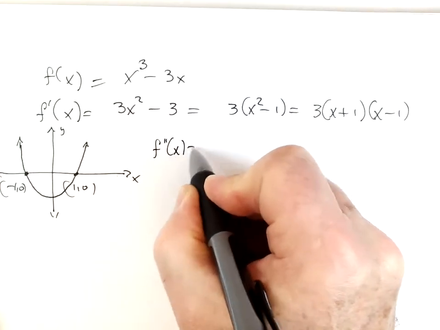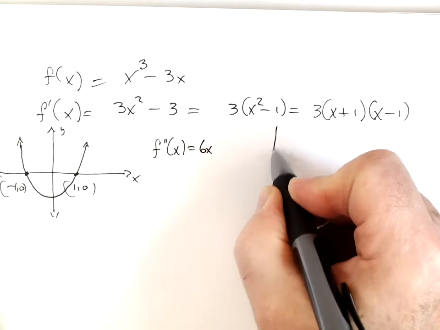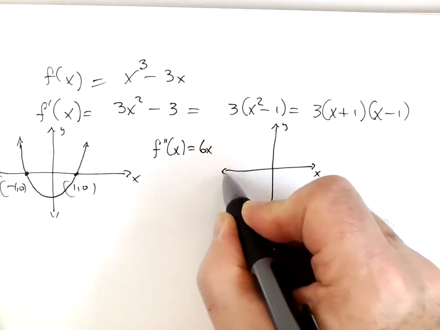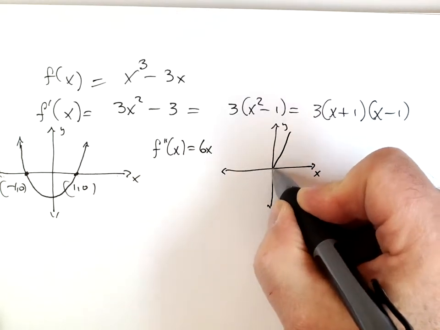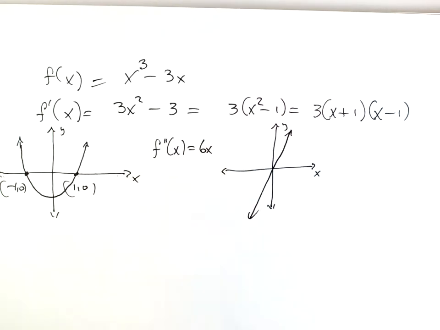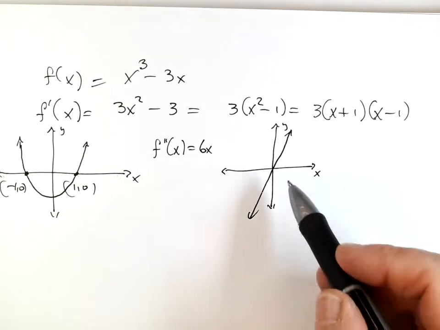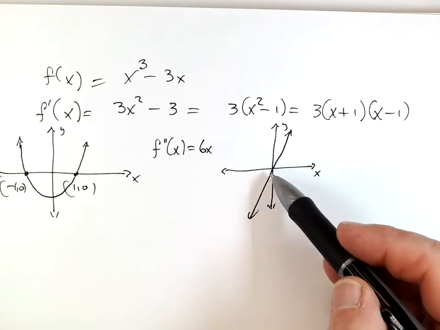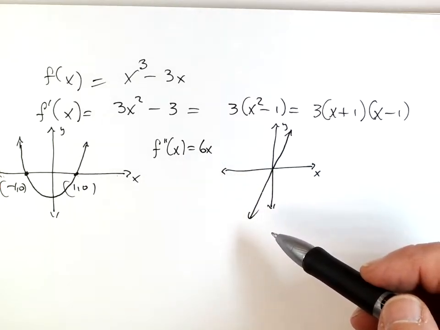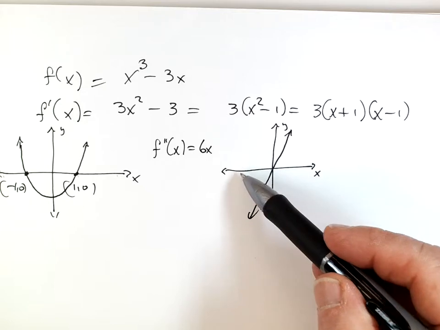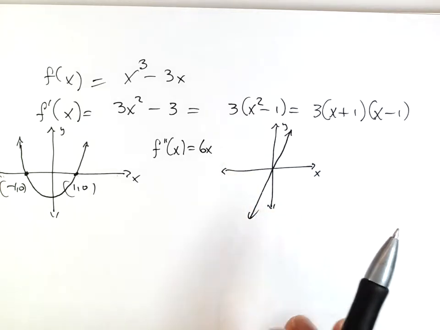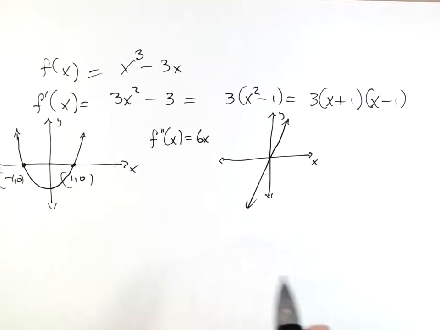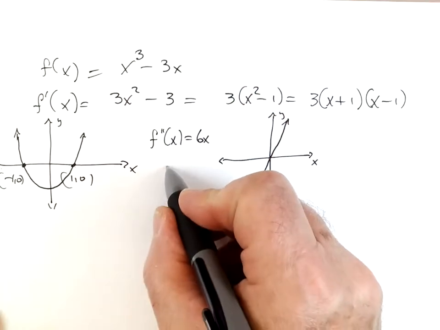Second derivative is 6x. And again, if you take a look at the graph, it's a linear function. It's a line. It looks like this. And that tells you where the second derivative is positive when x is greater than 0, where the second derivative is equal to 0 at 0, and where the second derivative is negative when x is less than 0. It tells us everything we need to know about the second derivative. All right, let's look at the graph of the function.